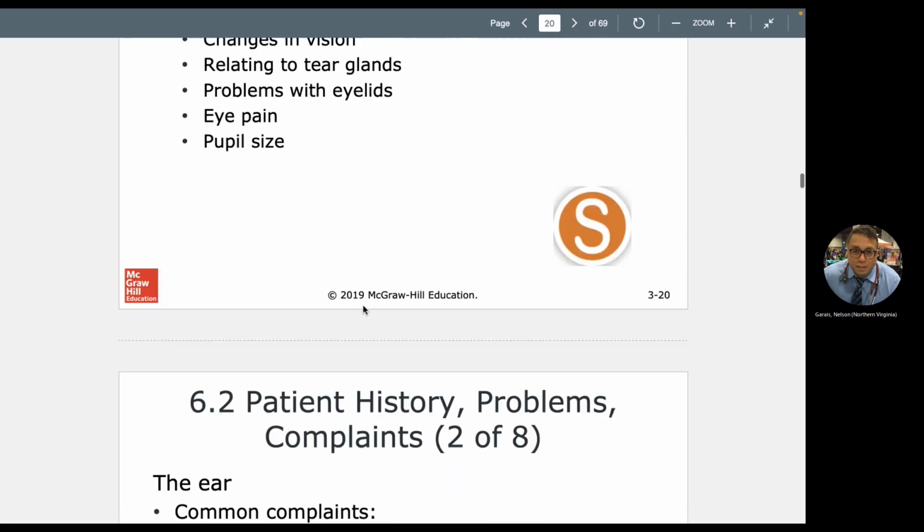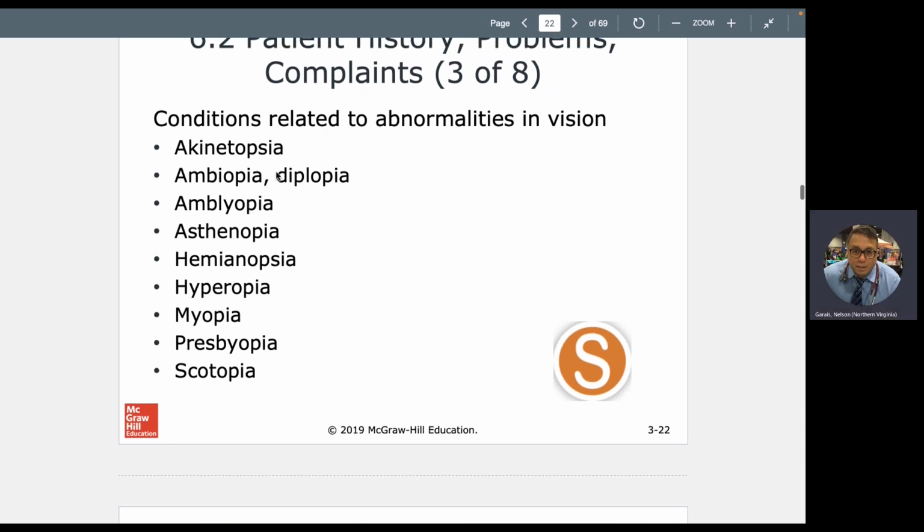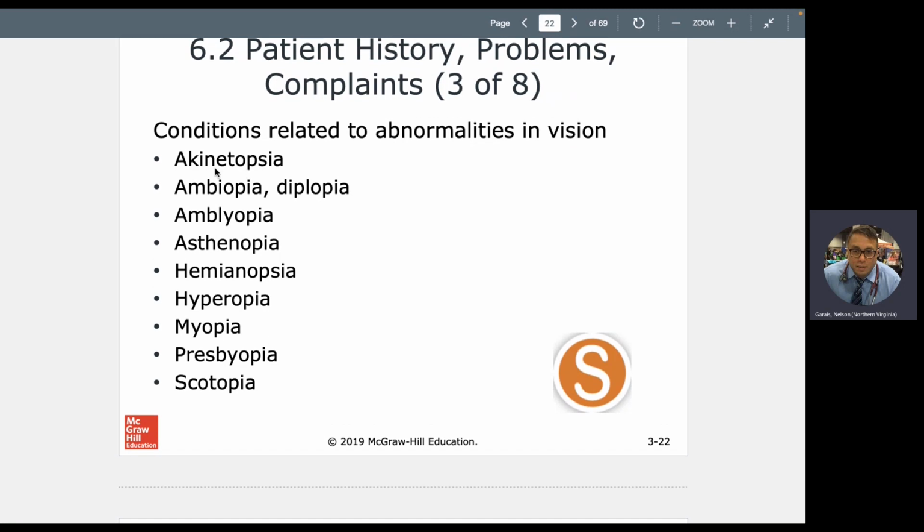Let's jump to the eye. Conditions related to vision. Again, optia, or opia. Those are all suffixes that mean vision. Now, you just attach roots and prefixes to it, and then you have all these different words. So, akinetopsia, we already talked about that. That's no movement in my eye. Your eye should be able to move around, and in this situation, it does not.